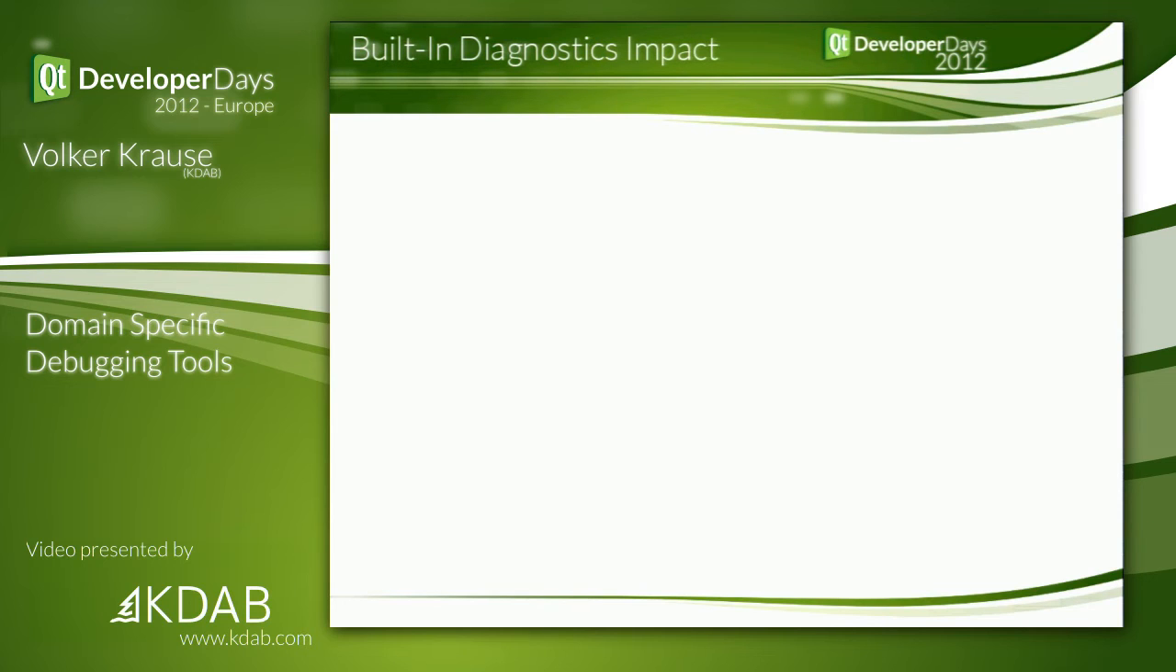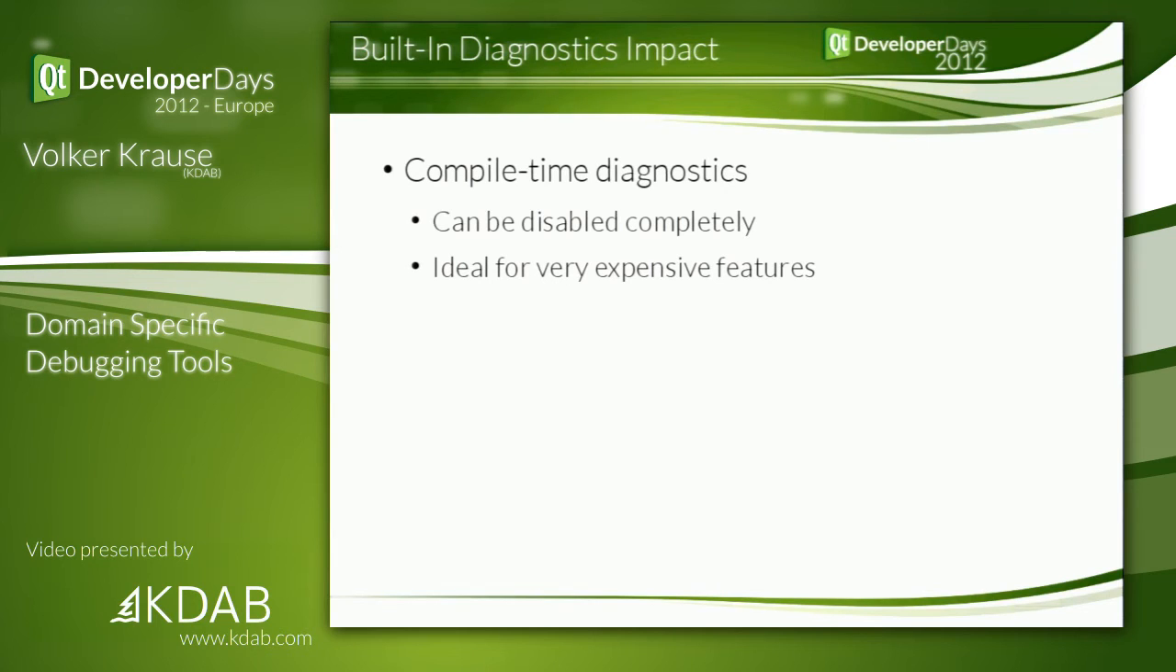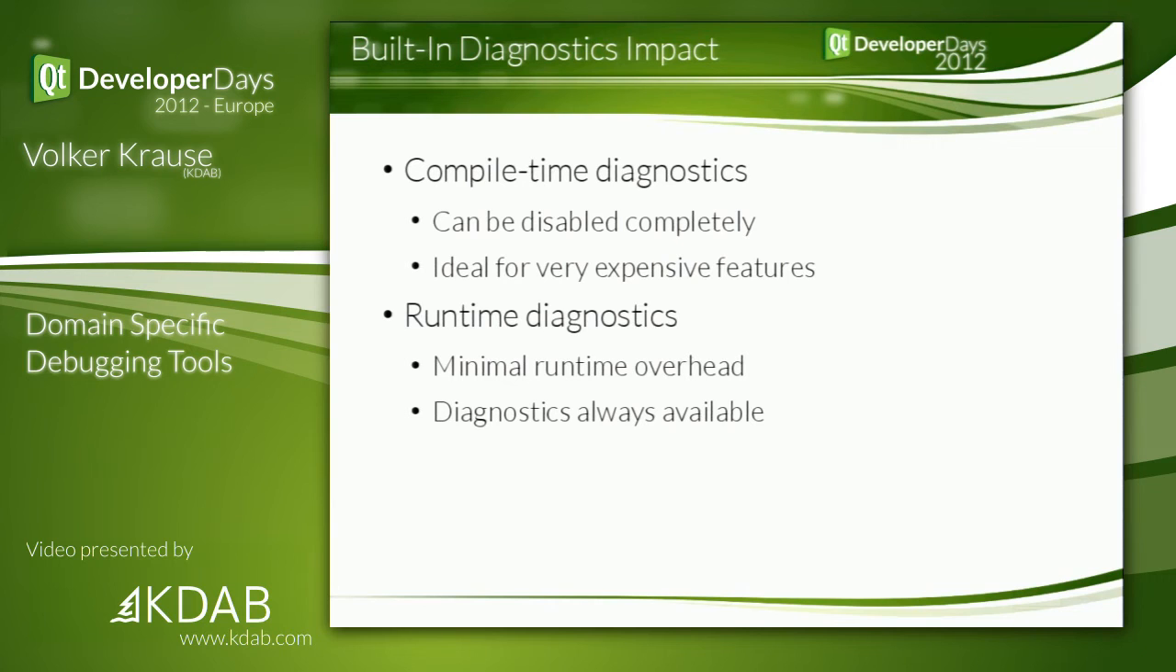Again, a quick view on the runtime impact. So compile time diagnostics, obviously I can switch them completely off. So this is ideal for very expensive stuff, or stuff that opens security problems that I don't want to ship to customers. But it's not available all the time, right? So I need to do a special build to have my diagnostics. With environment variables, or IPC, I have it available all the time.